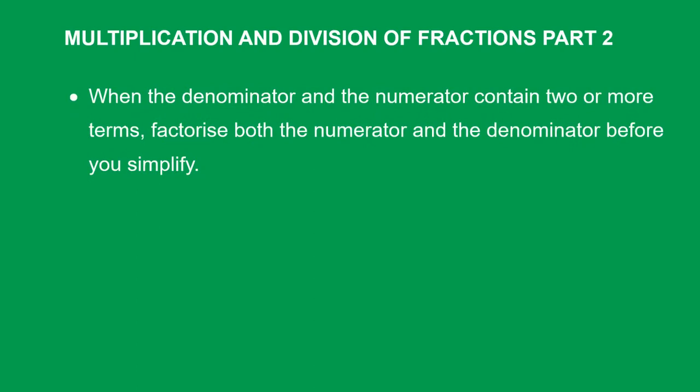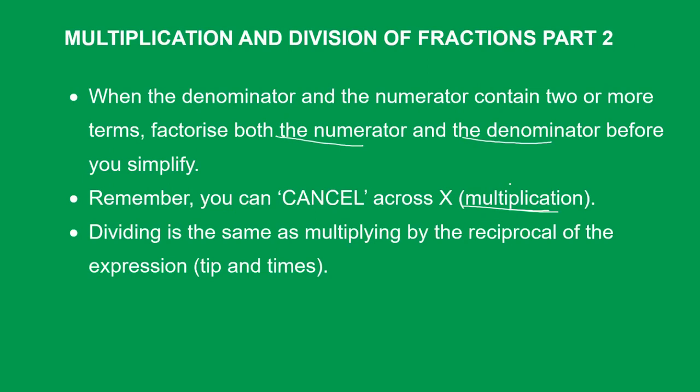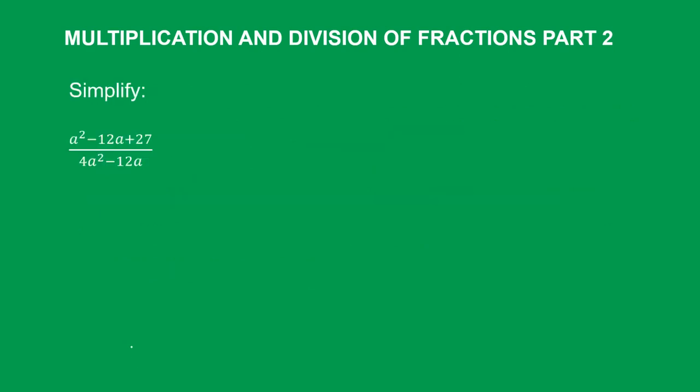Let's continue with multiplication and division of fractions. When the denominator and the numerator contain two or more terms, factorize both the numerator and the denominator before you simplify. Remember, you can cancel across multiplication, and dividing is the same as multiplying by the reciprocal of the expression. Basically, it means we tip and times. Right, let's look at examples.